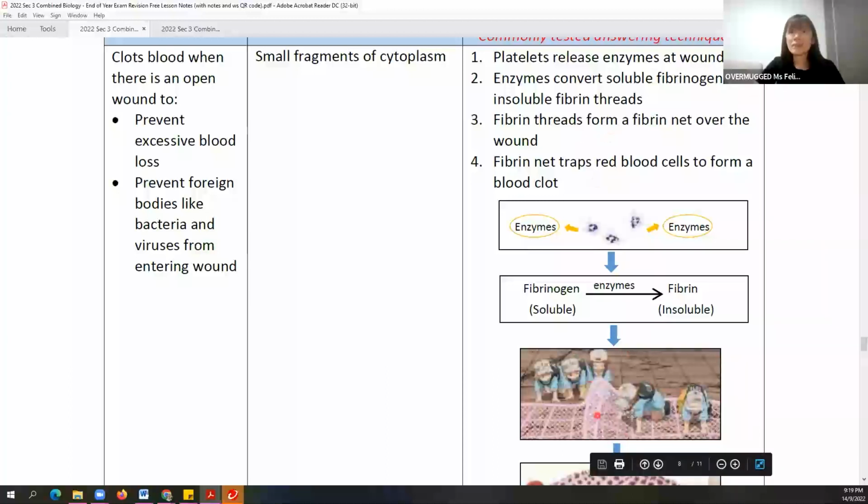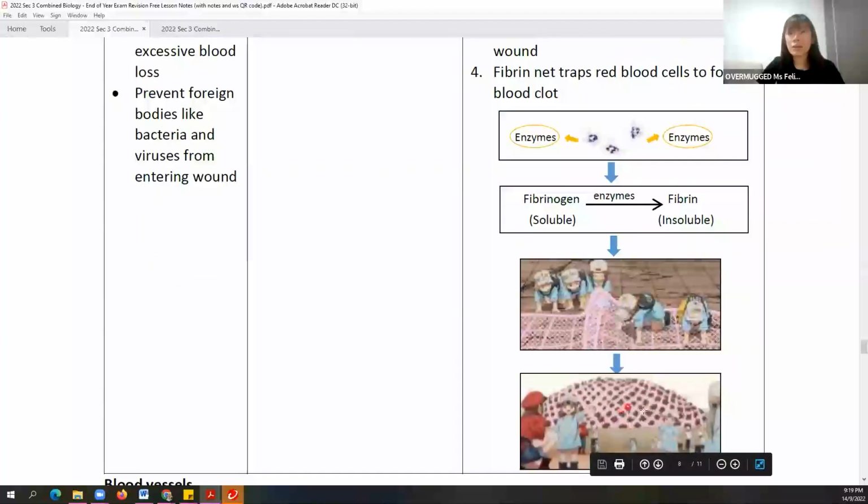Yep, so they form a fibrin net. Then the fibrin net will trap a lot of red color. So this is the red blood cell. Still, they will trap a lot of red blood cells to form a blood clot. Yeah, so maybe you try to screenshot this in your brain, then you are more likely able to come up with the answer.